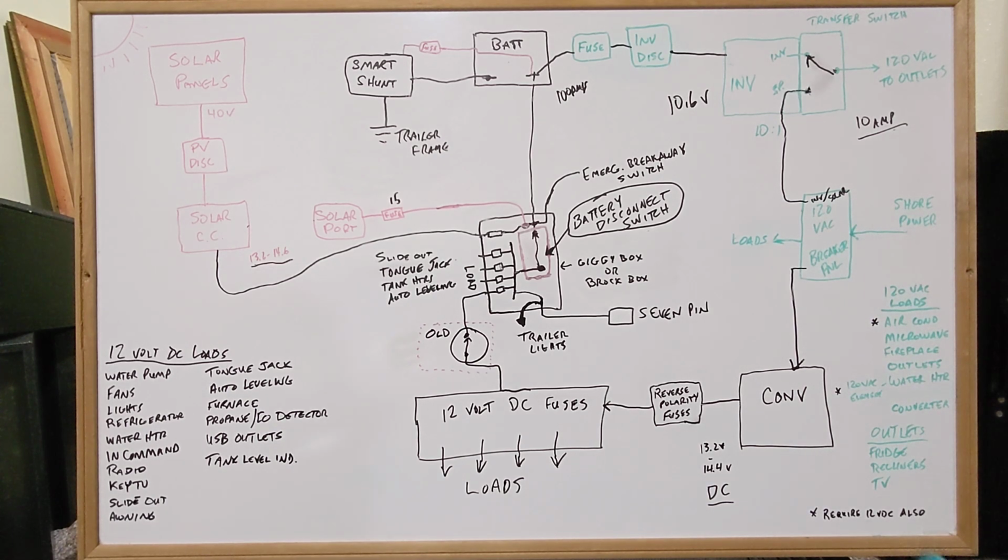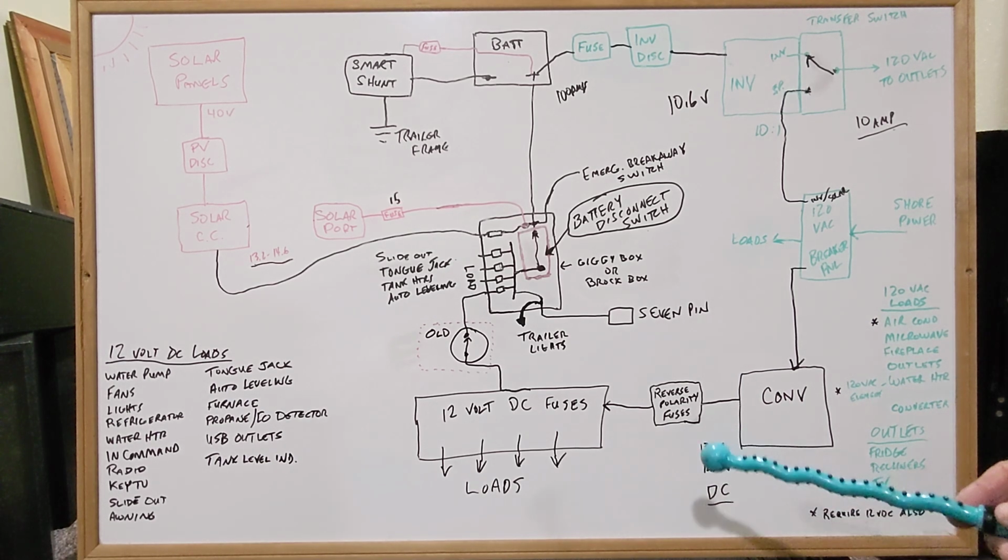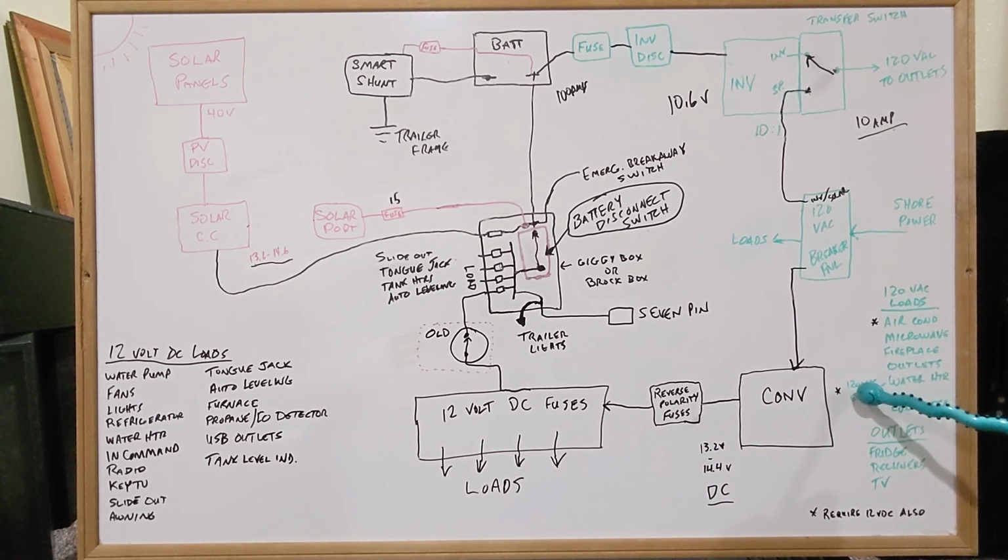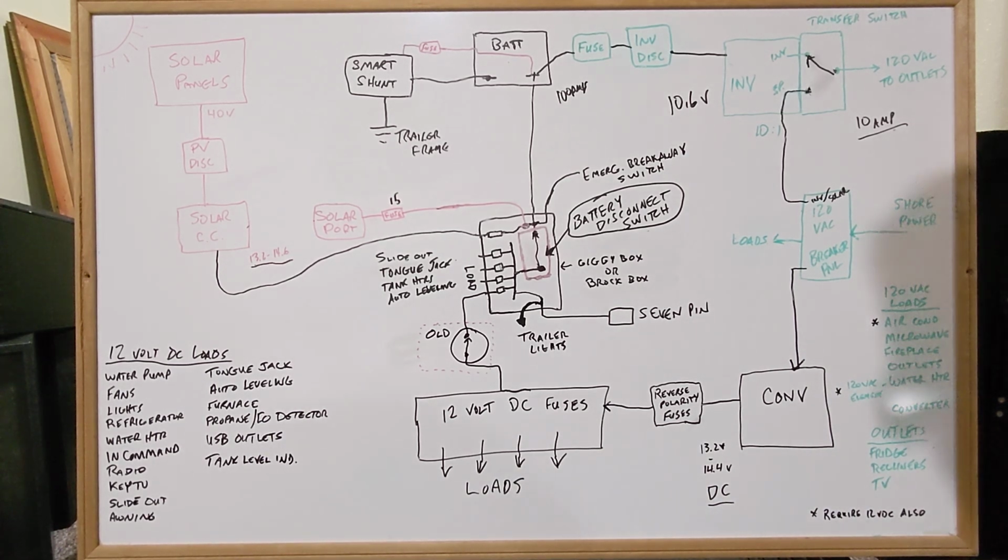The water heater and the air conditioner both require 12 volt DC also. They have to have 12 volt DC power to run. So they need both 12 volt DC and AC power.